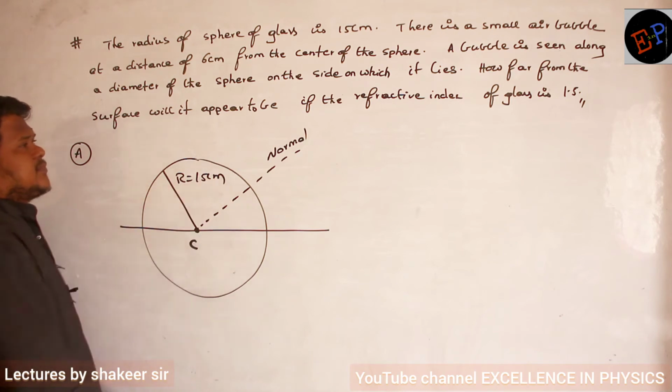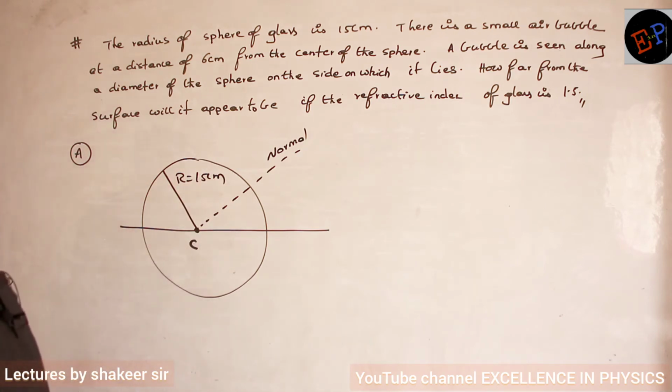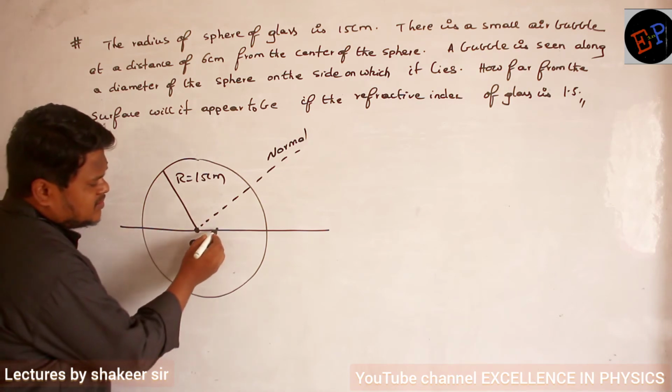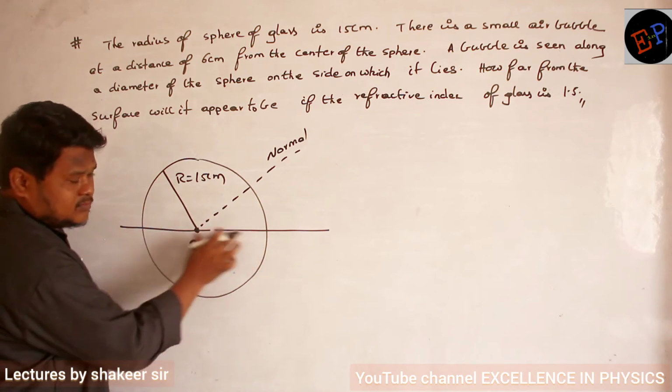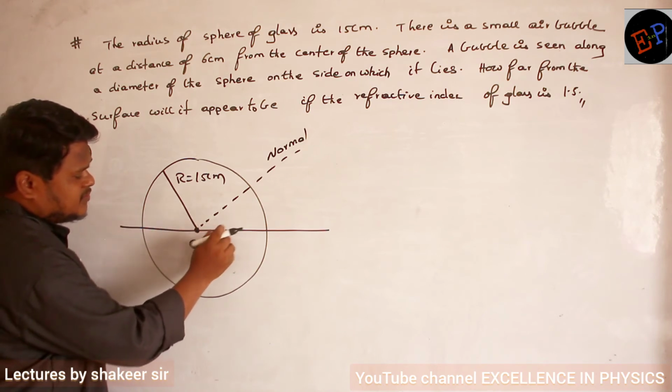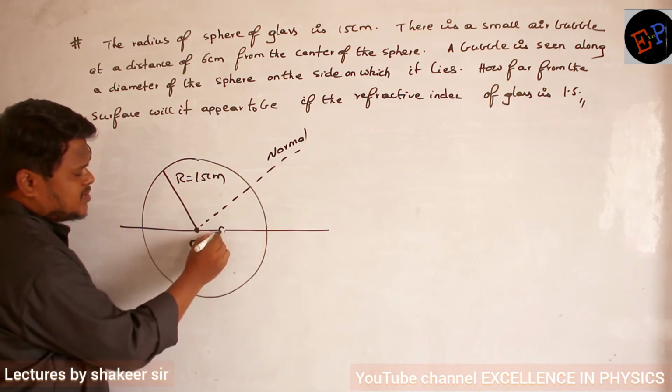15 centimeter. Okay? So there is a small air bubble at a distance of 6 centimeter from the center of the sphere. It means the total radius is 15, no? So 6 centimeter means where? Somewhere here. So here there is an air bubble, or let us draw it in the form of a bubble. So this is an air bubble.